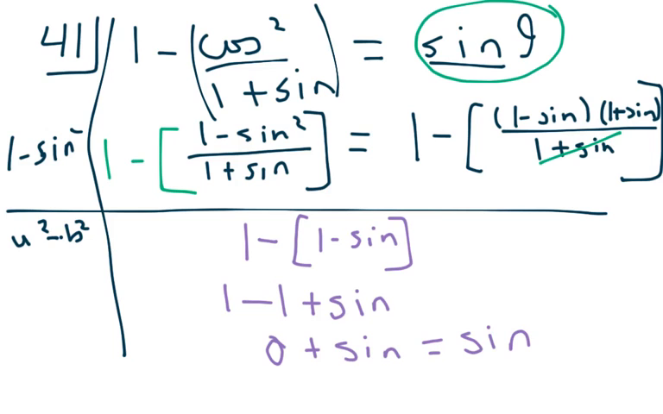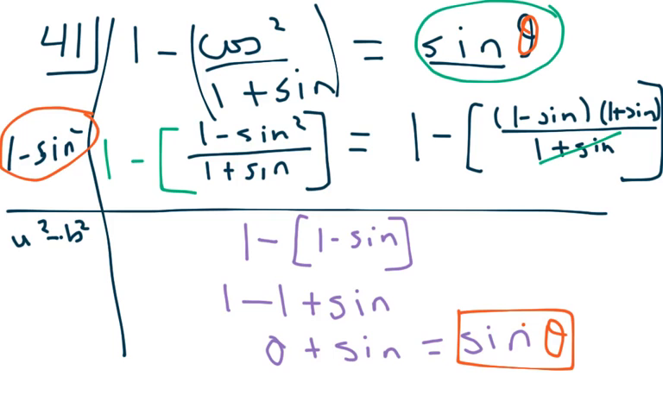So I have my two sides equaling, theta, theta, these two sides are equal. Basically I used my identities and I used my factoring facts: a minus b times a plus b.